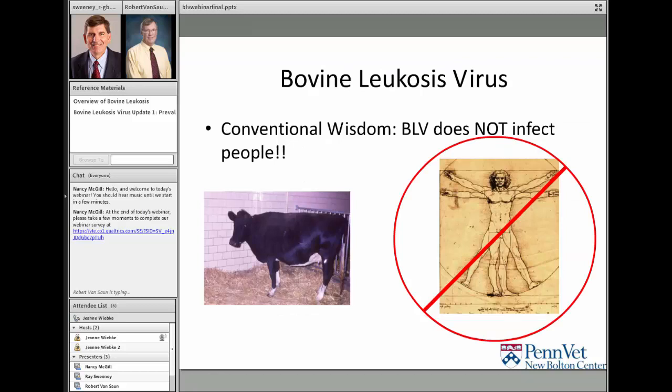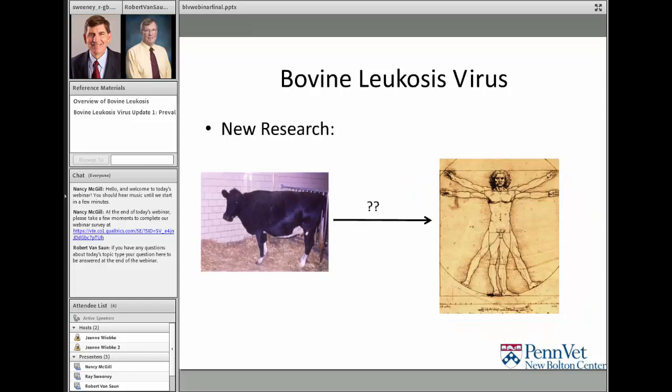Now, these viruses are generally thought to be species-specific, meaning they only infect their specific host. So, for instance, the feline leukemia virus doesn't infect cattle or dogs. It only affects cats. And for many, many years, the conventional wisdom has been that BLV, the bovine leukemia virus or leukosis virus, does not infect people. This is what I have been teaching my veterinary students, and when I've given talks, this has been what we've always said. And the world has turned a little bit for us in the last month, believe it or not.